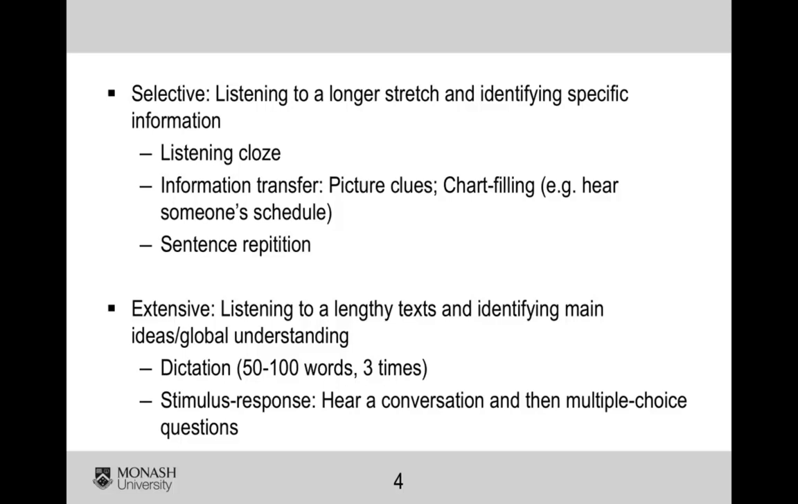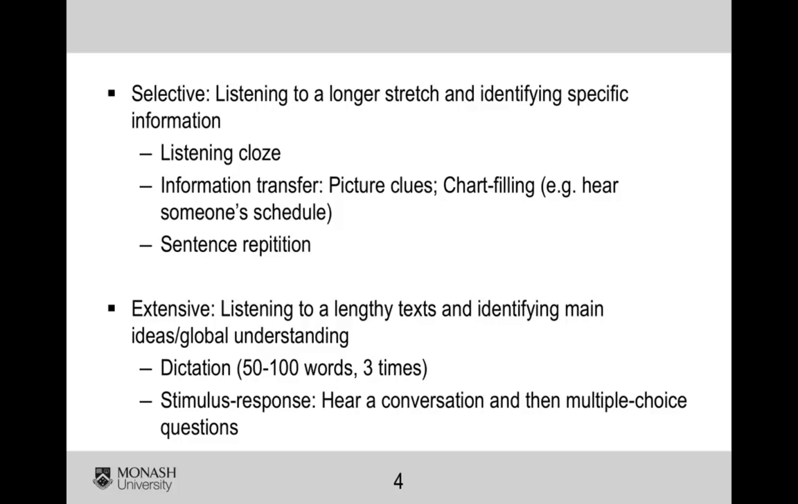The fourth type of listening performance is extensive, and this is where it's a bit of a longer text. And the idea is that they're identifying more main ideas or global understanding. One way to do this is a dictation. So this is where you have a text that is 50 to 100 words, and the students listen to it 3 times and they have to write down what is being said.